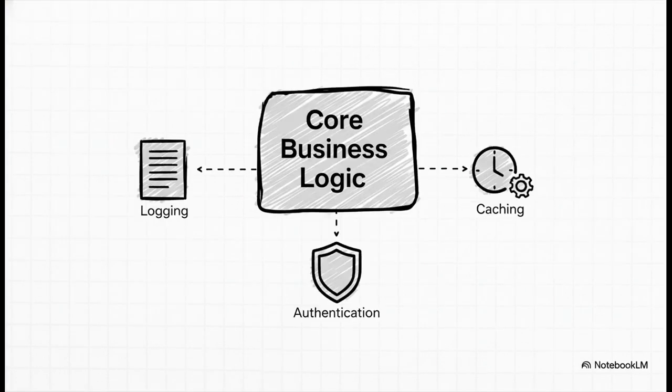So what's the big takeaway here? Why does this all matter? It's because decorators let you separate your concerns. Your main function can focus on doing one thing well, its core business logic. And all that other stuff, the logging, the caching, the permission checks, that can be handled by clean, reusable decorators. It just leads to code that's so much easier to read, to test, and to maintain.